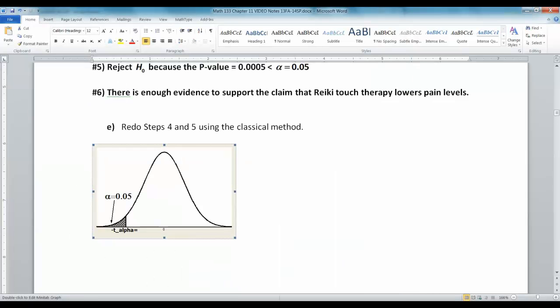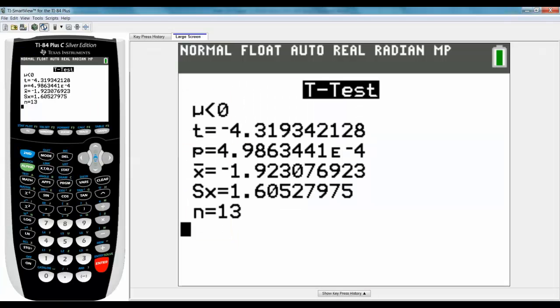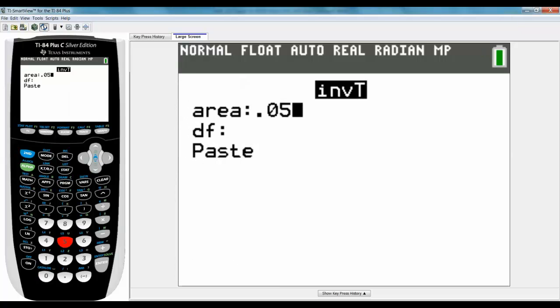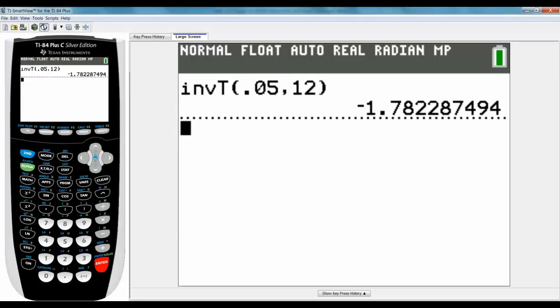So you can get it from the table, or you can get it from your calculator. Negative 1.782. If it's an 84, then you can do 2nd Distributions, which is above your Vars button, number 4, which is inverse t, and say 0.05. My degrees of freedom was n minus 1, so I had 13 patients, 13 take away 1, that's 12. I have to type it as 12, then go down to Paste, Enter. And there it is, just like the table said, negative 1.782.